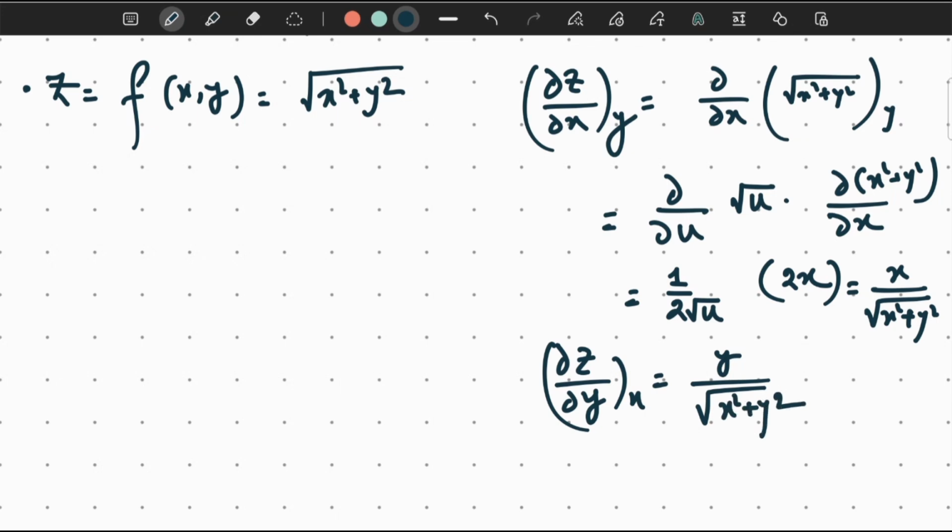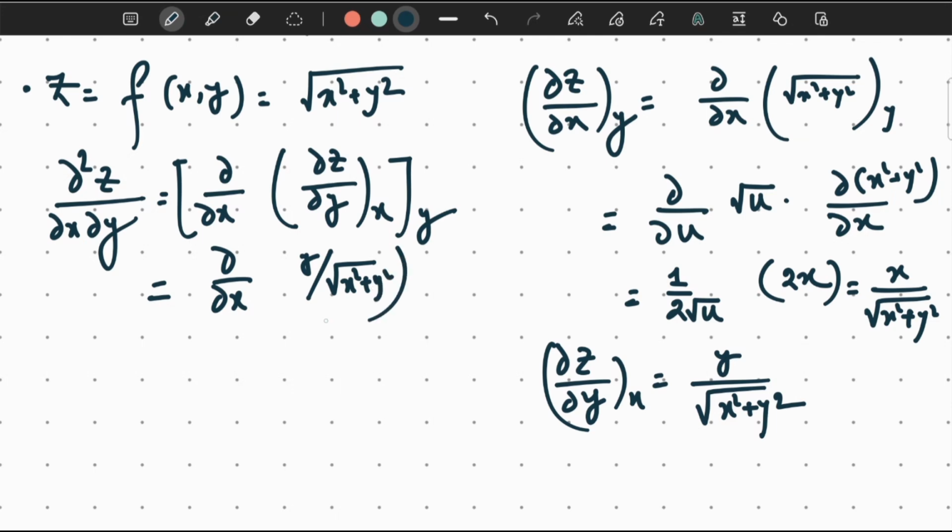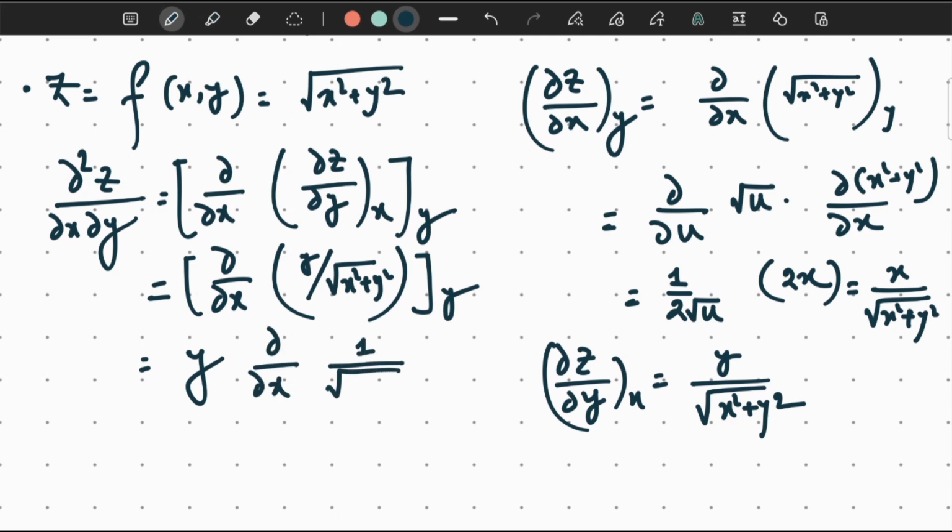That's easy. So now what is d2z dx dy? That will be del x of del z del y, constant of x, and then constant of y. So the first term is essentially y by root over x square plus y square, and now y is constant, so you can take y out, and then d dx of 1 by root over x square plus y square.